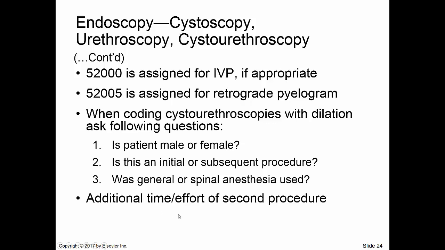Additional time and effort for the second procedure if there was one performed. You're going to use that modifier 22, remember, for additional time and effort. And you need to make sure that you're noting that because you don't want that second procedure to not get paid. There's transurethral surgery through the urethra or the bladder.